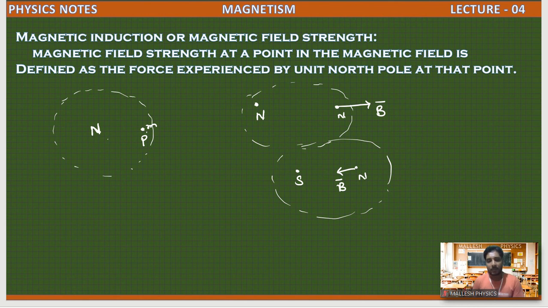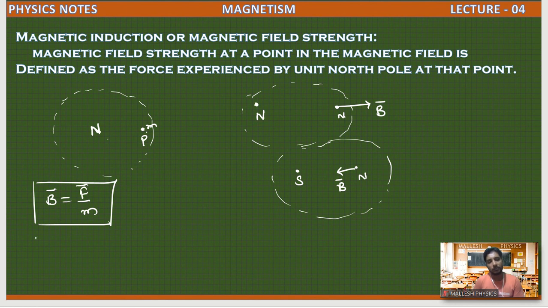Okay, so the magnetic field is nothing but the force exerted by this pole, or the force experienced by the unit north pole. So magnetic field is equal to F bar by M, force experienced by unit north pole, where unit north pole strength is M. So B bar is equal to F bar by M. This is the formula which we can use to calculate magnetic field strength at that point.